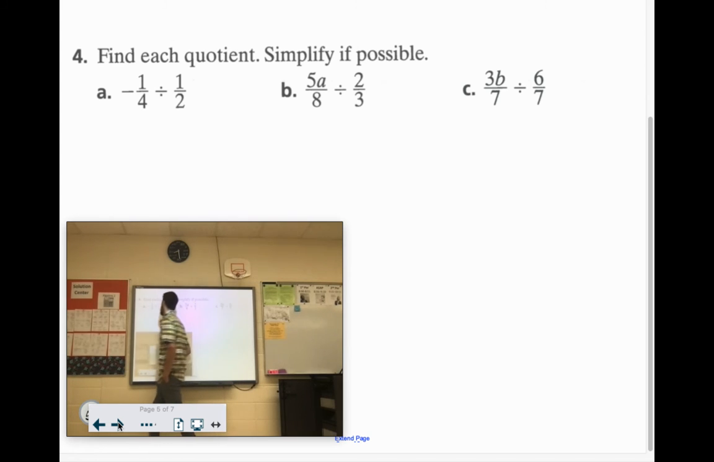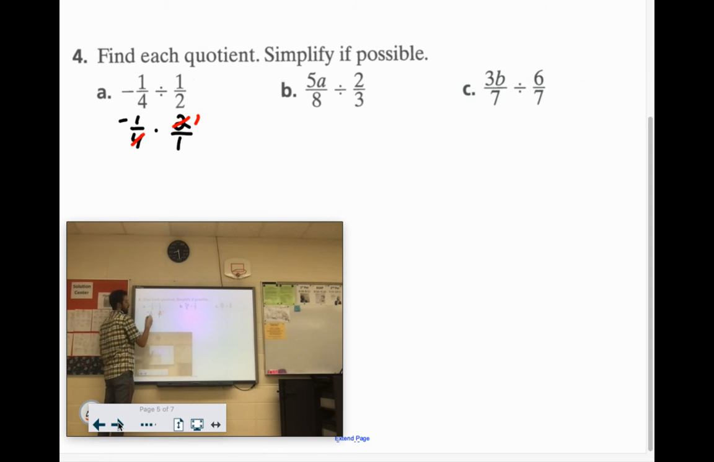-1/4 divided by 1/2. Keep it, change it, flip it. 2 goes into 4 2 times. -1 times 1 is -1. 2 times 1 is 2. So we end up with -1/2.